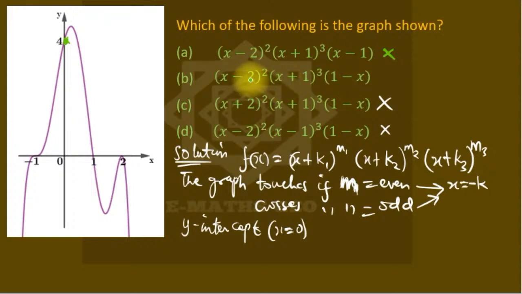I think this is the answer, because if you see, this is 4 times 1 times 1, which is 4. So this is the correct answer. So using the y intercept gives us the correct answer. Our answer is option B. So that's it.